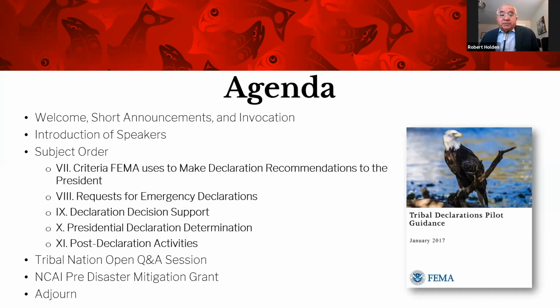I want to thank the National Congress of American Indians for sponsoring this production. The NCAI, working with tribal leaders, was successful in 2013 in amending the Stafford Disaster Relief and Emergency Assistance Act that authorized tribal governments the option to directly request a presidential emergency or major disaster declaration. FEMA published the Tribal Declarations Pilot Guides in January 2017 as a resource to tribes seeking to exercise tribal sovereignty throughout the declaration decision-making process.